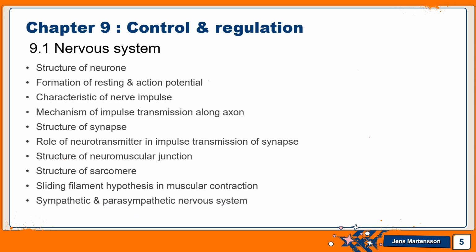Okay, then another topic is about the sympathetic and parasympathetic nervous system. This one is easy, not too hard. You just want to know the main difference between sympathetic and parasympathetic, like that. Okay, the last topic is mechanism of drug action.